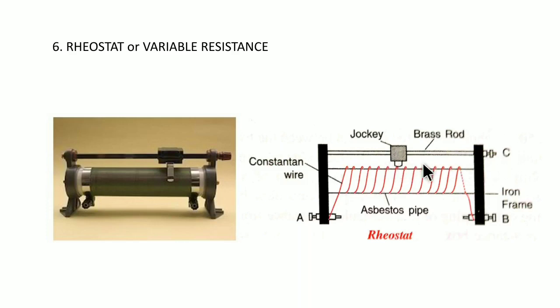Then the resistance will increase, if this jockey is over here. But if you move this jockey closer to point A, then the current needs to flow through less amount of the constantan wire. That means less resistance will be there, and less resistance means more current will flow. So the jockey can be moved from left to right in order to increase or decrease the resistance. Over here, this rheostat is used for variable resistance. That means the resistance can increase or decrease.